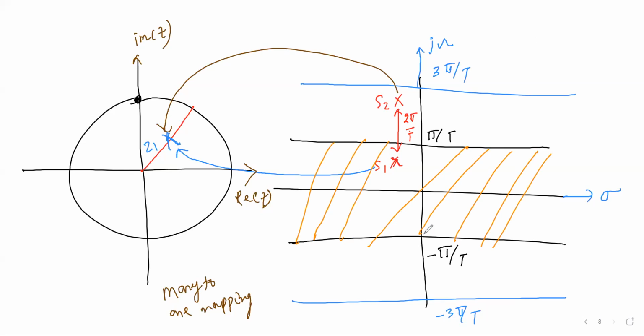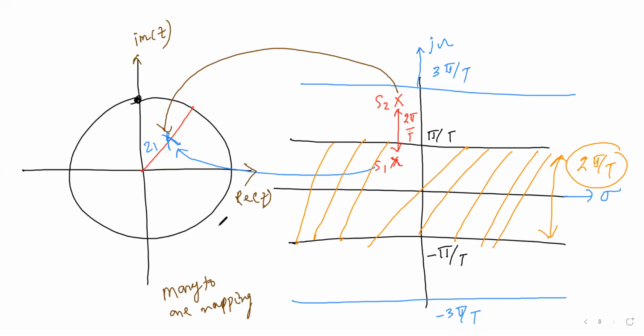Okay, if any pole lies in the region of minus pi by 2 to plus pi by 2, then what is the difference between minus pi by 2 and plus pi by 2? It's 2 pi by T. If any pole lies in this region, it will map to a single pole in the Z domain.